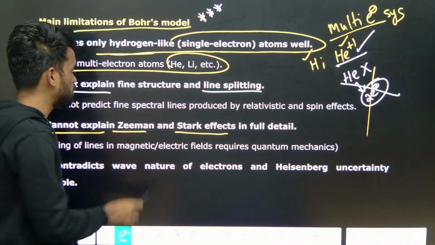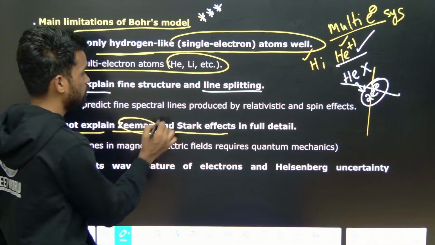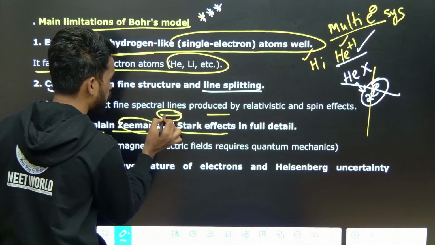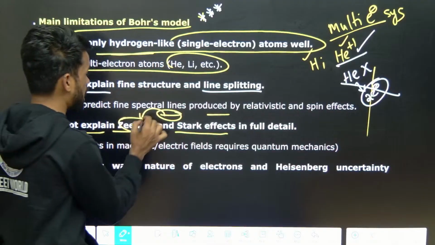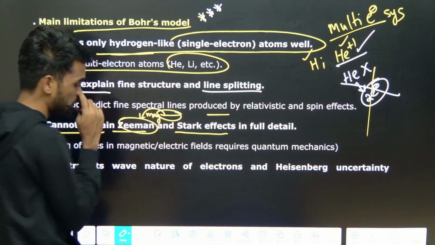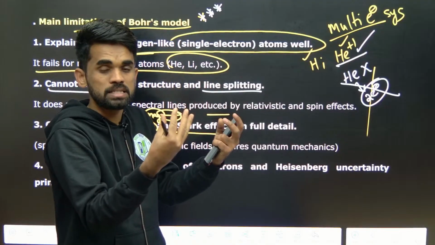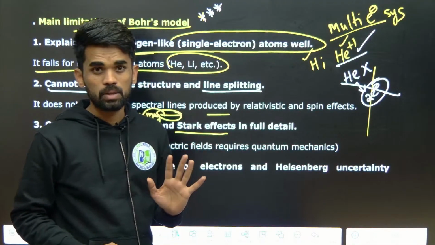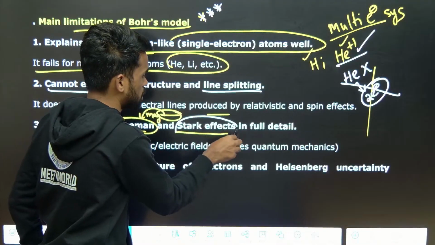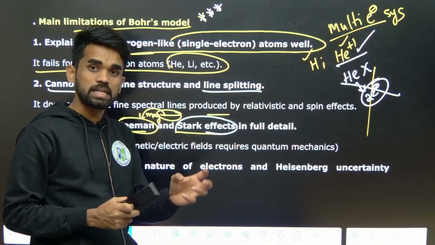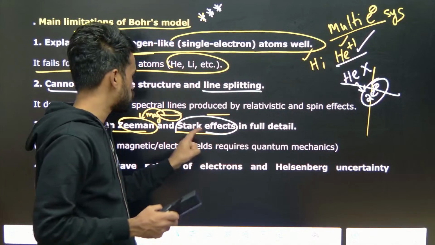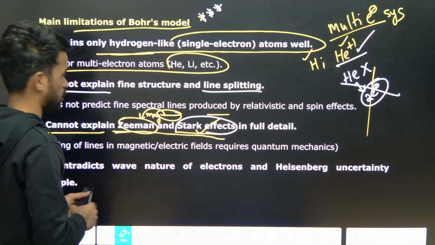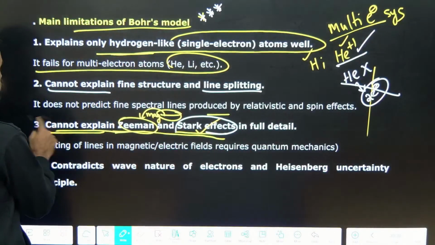It cannot explain the Zeeman effect and Stark effect in full detail. What do we mean by the Zeeman effect? Whatever spectral lines we got, like Lyman series lines or Balmer series lines, if you place those lines in a magnetic field, the splitting of spectral lines takes place. That is called the Zeeman effect, but it was not explained by the Bohr model. In the same way, the Stark effect, the splitting of spectral lines in the presence of an electric field, is also not explained by Bohr's atomic model. So these two were not explained, and that's why we can say this is a limitation.